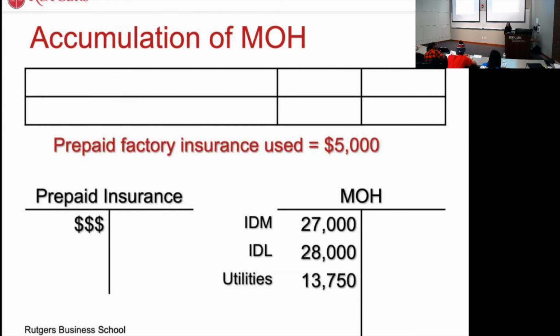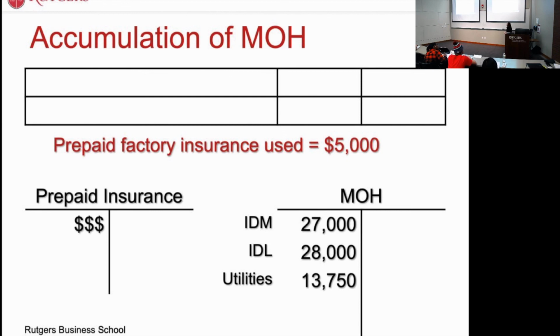And about the prepaid factory insurance, the tricky part is, so let me ask you, what type of account is this prepaid factory insurance? Asset, right? Correct, thank you. You still remember, great. So let's say usually the firm will pay the insurance for the factory at the beginning of the year, for the whole year. And after each period, the asset of this prepaid insurance will be reduced, right, will be expensed period by period.